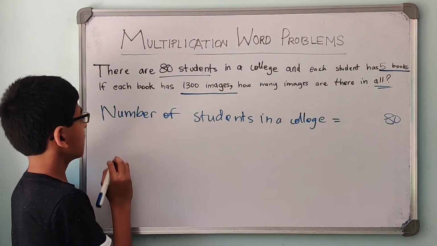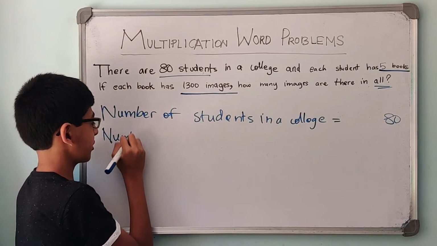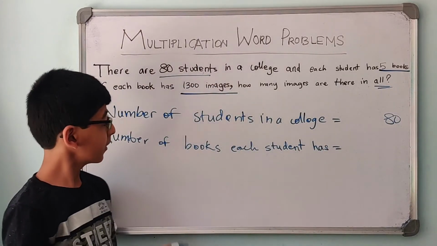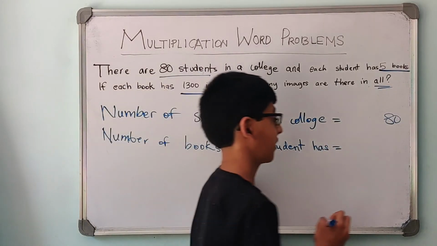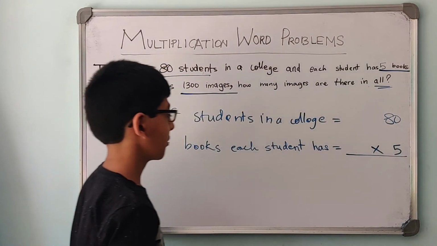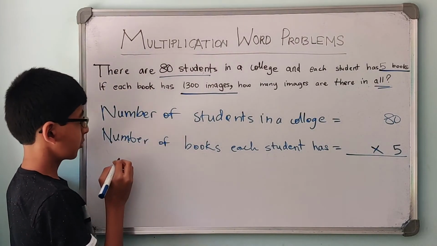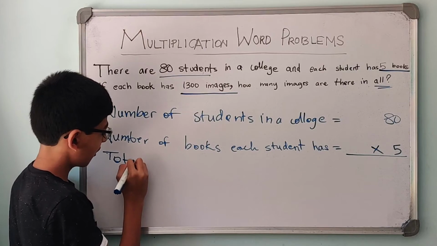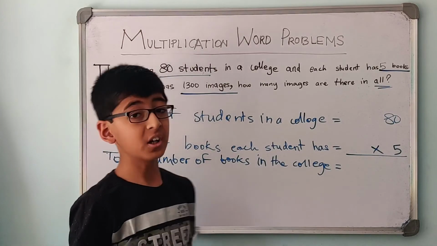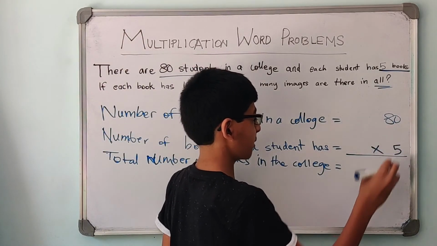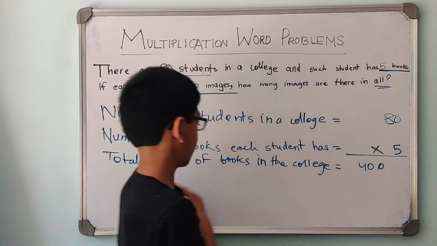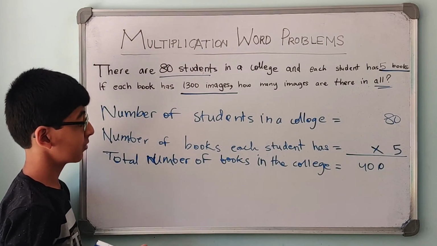Now we need to find the number of books each student has. So the number of books each student has is 5 books. We have to multiply. So now we will find the total number of books in the college. The total number of books in the college, 80 into 5. For this, we will just do 8 into 5. 8 into 5 is 40. Add the 0, 400. So there are 400 books in the college.